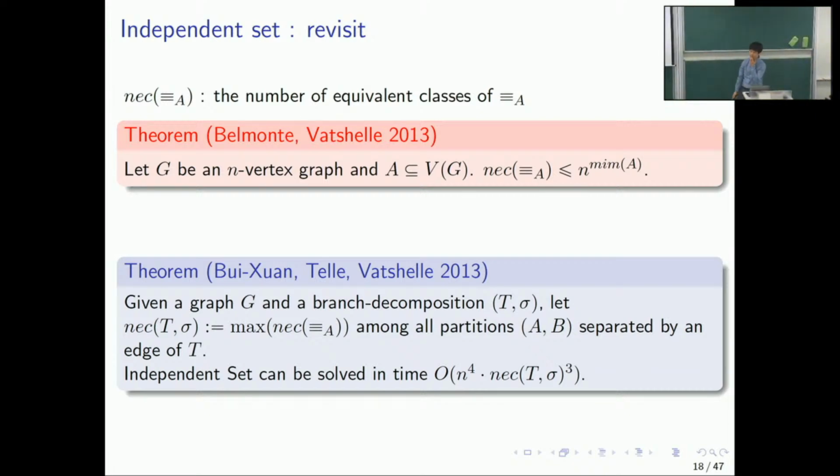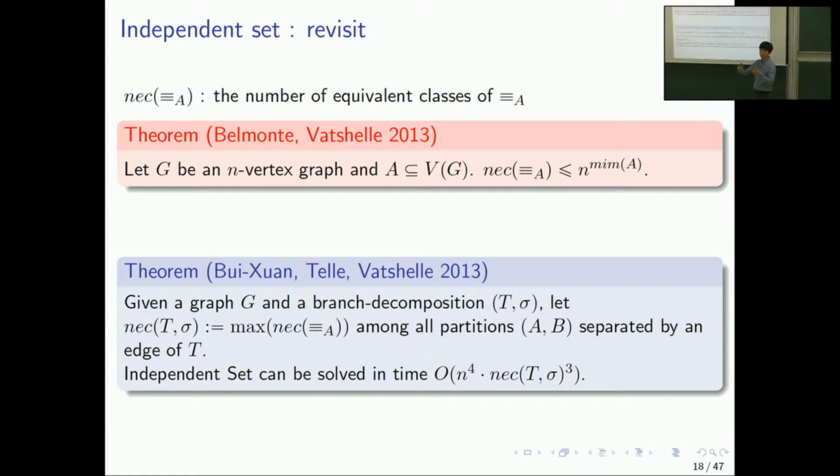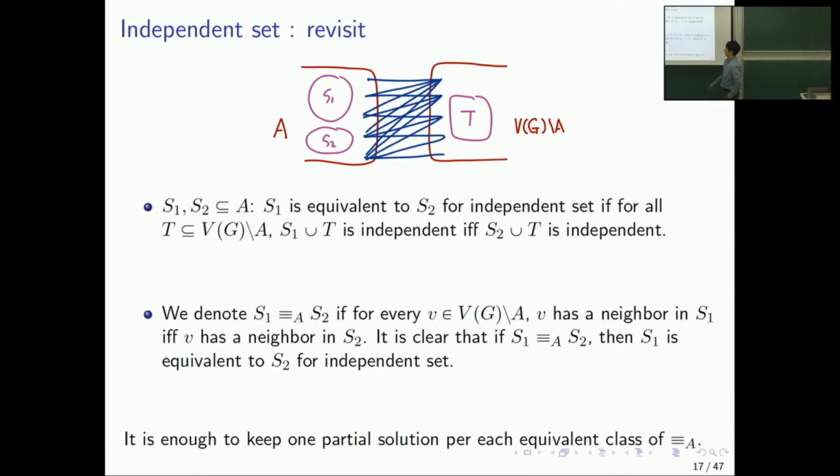So NEC is the number of equivalence classes of the partitions of A. You have a fixed A and the rest, and then you count the number of equivalence classes only. Can you show the definition of the equivalence relation? Okay. S1 and S2 are equivalent if, for every vertex V on the right-hand side, V has a neighbor in S1 if and only if V has a neighbor in S2.